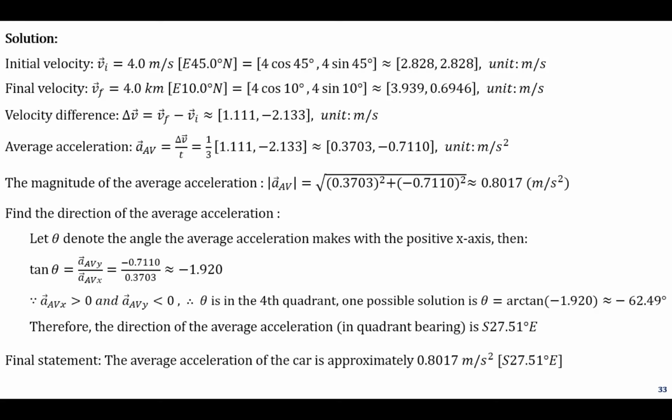Therefore, you can draw a sketch on scratch paper, then find the direction of the average acceleration, which in quadrant bearing is 27.51 degrees east of south. Then we can make this final statement like this. The average acceleration of the car is approximately 0.8017 meters per square second, followed by a direction 27.51 degrees east of south. Again, this is in quadrant bearing.